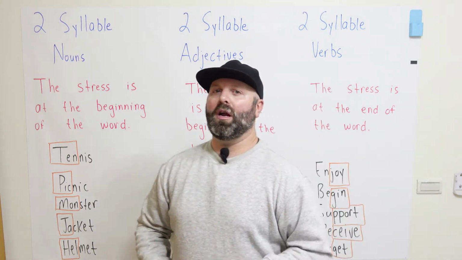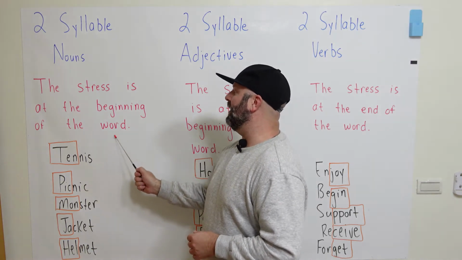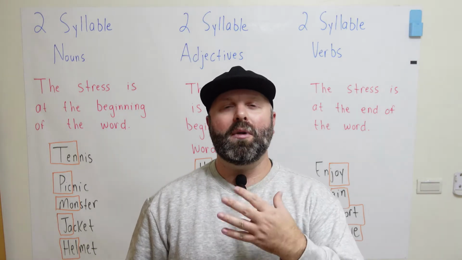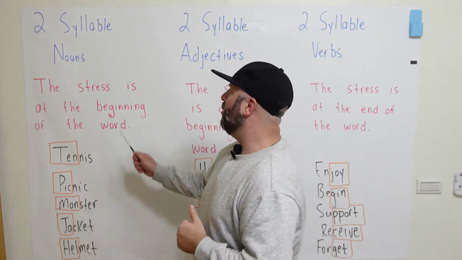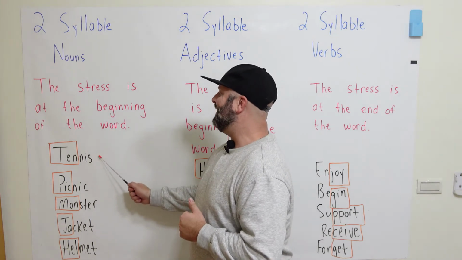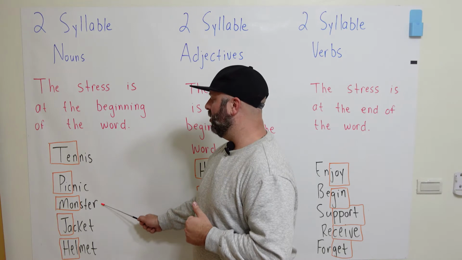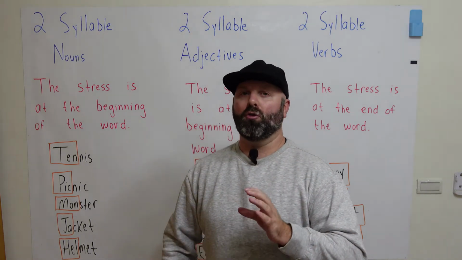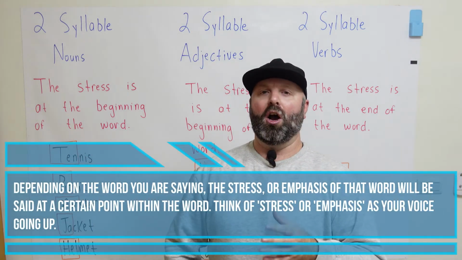Now, when we're pronouncing two-syllable nouns, the stress is at the beginning of the word. Now, when I say stress, what I mean is your voice is basically going up, okay? So, two-syllable nouns. Tennis, picnic, monster, jacket, helmet. So the rule is for two-syllable nouns, the stress is at the beginning of the word.